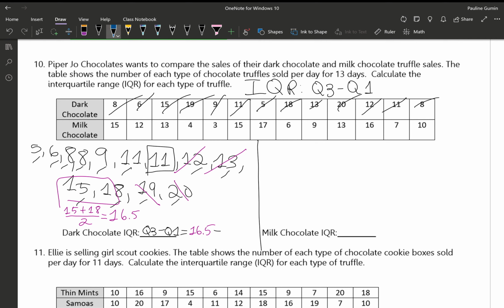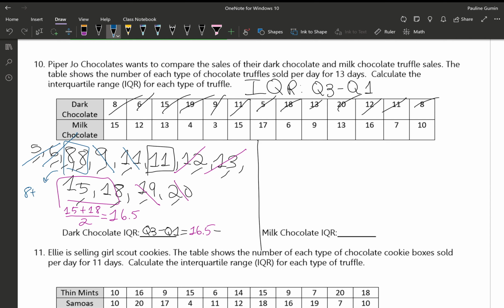Now let's find Q1. I don't know if you could hear that bell that just rang. Anyways, we're going to find the middle of the left side. Let's do it. Cross one off, cross one off, cross one off, cross one off. I end up with 2 8s.